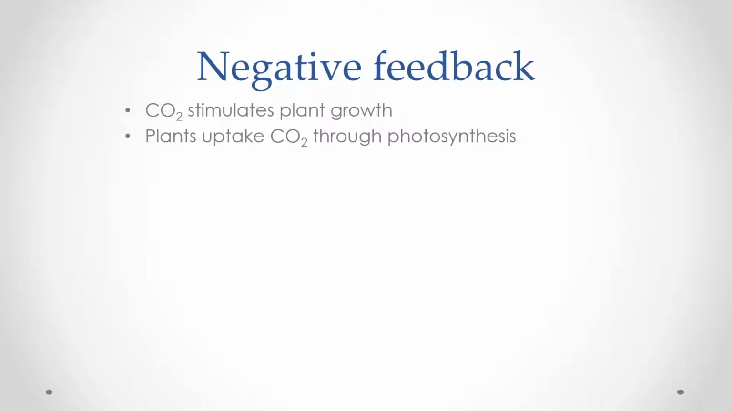Here's a negative feedback loop. Carbon dioxide stimulates plant growth. Plants then take CO2 in through photosynthesis. It does not cause more CO2 to be in the atmosphere, therefore it's negative. It stops, right? A positive feedback loop keeps going. It's a cycle. It gets worse and worse. It's a snowball effect. Negative feedback: more CO2, more plant growth, absorbs the CO2. Now there's less CO2, right? It's a negative feedback loop.